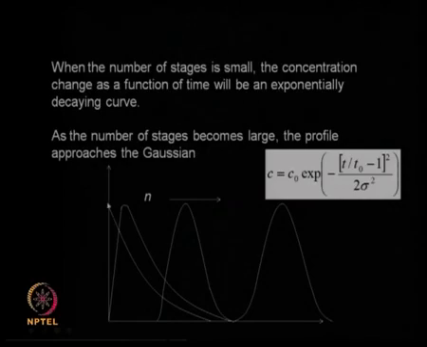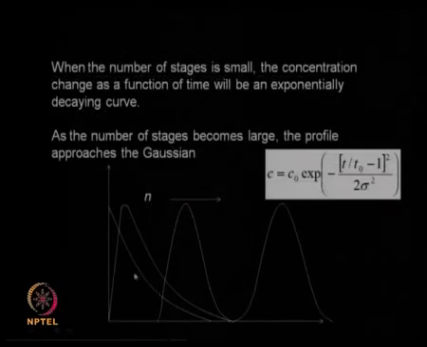So, if the stages are very small, if the stages are 1, then you are going to have this type of reduction. If the stages are more than 1, slowly you are going to get, but this is not a uniform Gaussian distribution, but as stages become extremely large you are going to get a uniform Gaussian distribution. And the equation for a Gaussian distribution is what? C equal to C naught exponent minus (t by t naught minus 1) whole squared divided by 2 sigma squared. This is the equation for the Gaussian distribution, where t is your time, t naught is this particular thing.